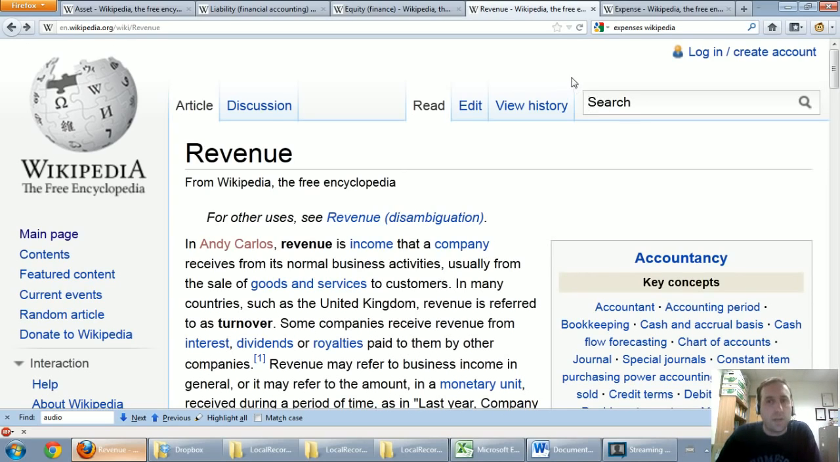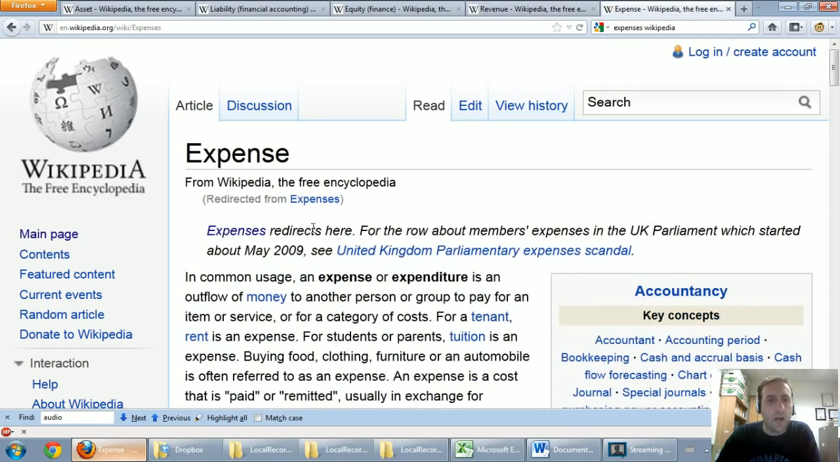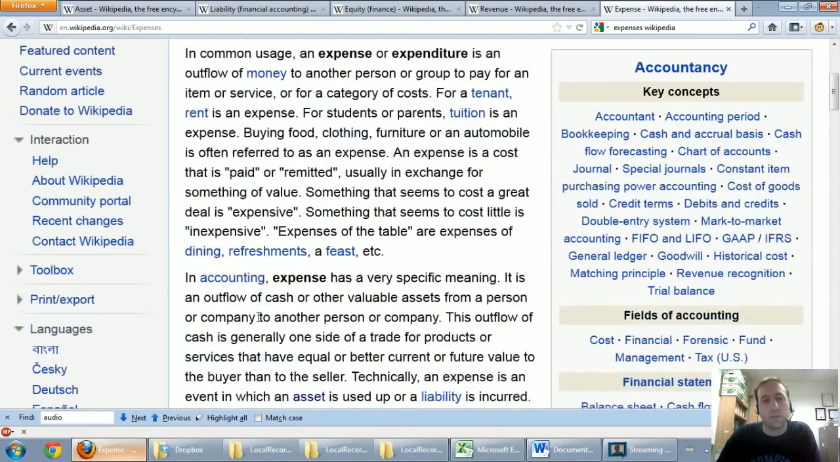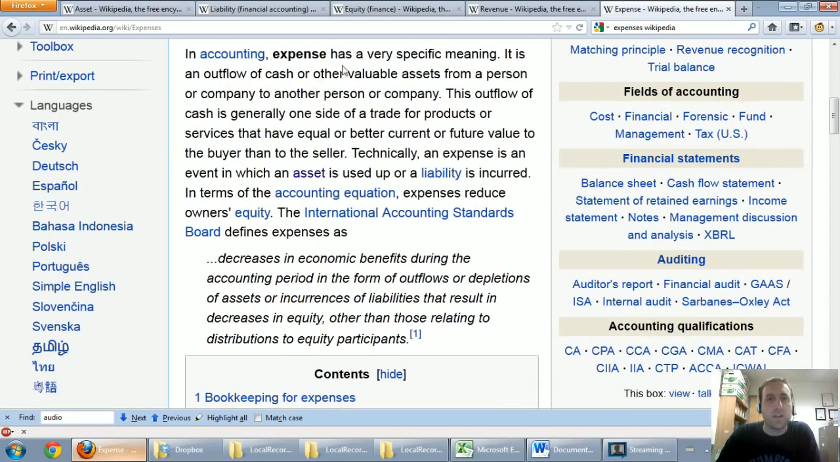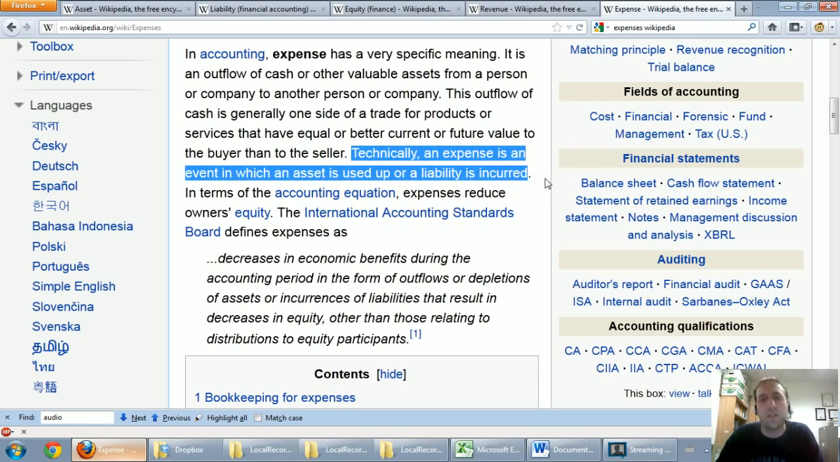The final concept I want to define is expenses. And again, it says in common usage, an expense or expenditure is an outflow of money to another person or group to pay for an item or service. It goes on and says in accounting, expense has a very specific meaning. It is an outflow of cash or other valuable assets from a person or company to another person or company. The key point here is it says technically an expense is an event in which an asset is used up or a liability is incurred. And this is really at the heart of the definition. An expense, though, in simple terms, is a cost associated with doing business.